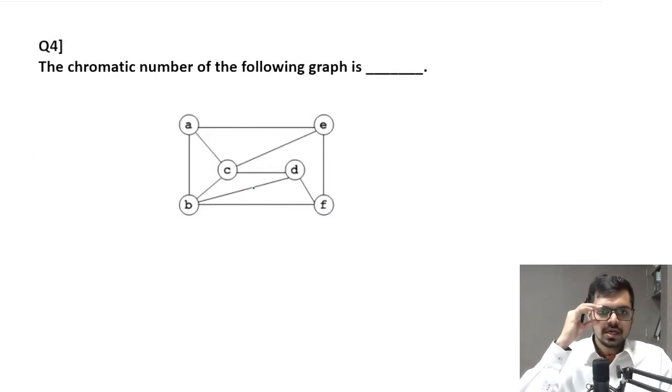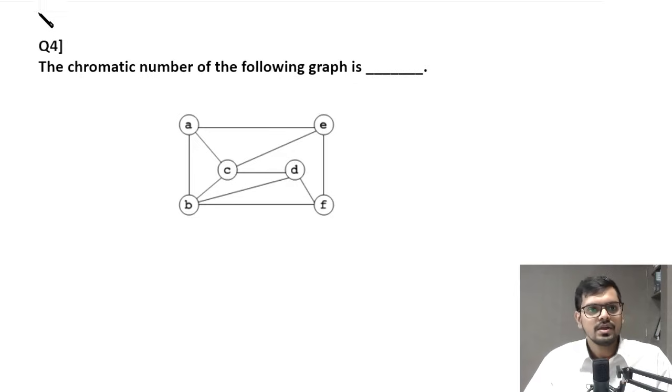Pause the video, try, then look at my solution. Right, the chromatic number for the following graph. Some students are like, sir, 1 2 3 4 5 6, 6. No, the 6 are the vertices. They need the chromatic number. So chromatic number, now I know a lot of students will say the answer is 3 or 4. Okay, the 4 ones are wrong because you are solving like this.